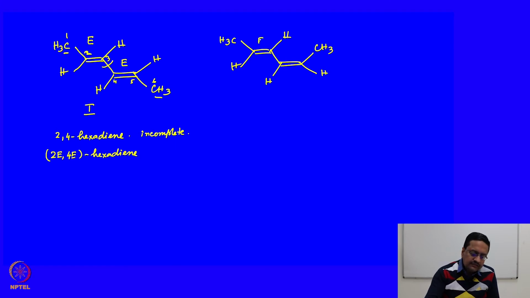So, here this is E and this is Z, because now the two higher priority groups are on the same side. So, this should be numbered and then you can name them, and the third possibility is this one.